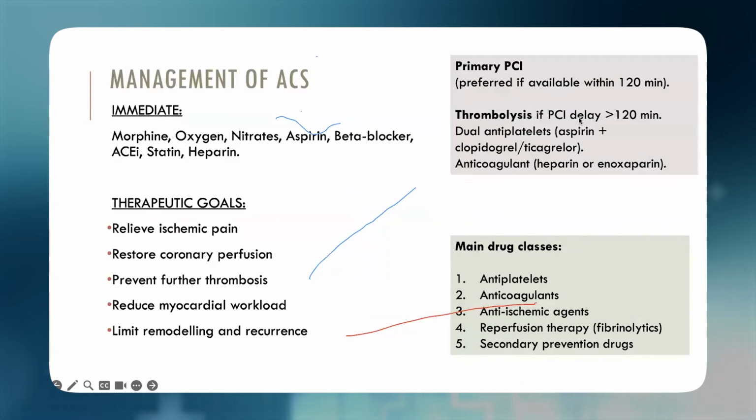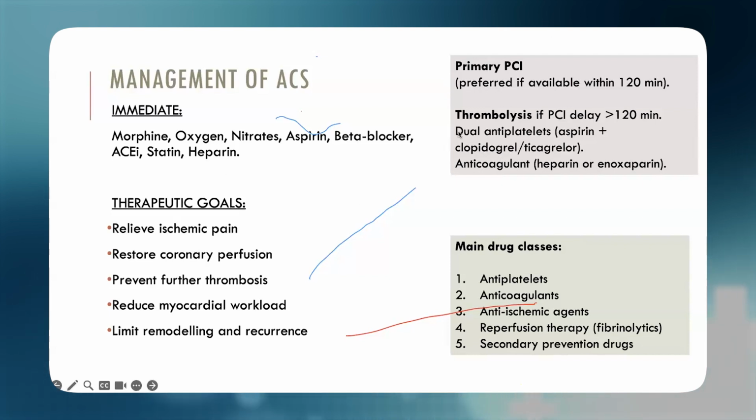Management of ACS, immediate management is morphine, oxygen, nitrates. We have to calm the patient down, relieve the pain, and decrease ischemic burden. So, morphine, oxygen, calming them down, pain relief, aspirin, beta blocker, ACE inhibitor, statin, and heparin. Very easy. There are mnemonics to remember, but I think it's quite easy to remember as it is.